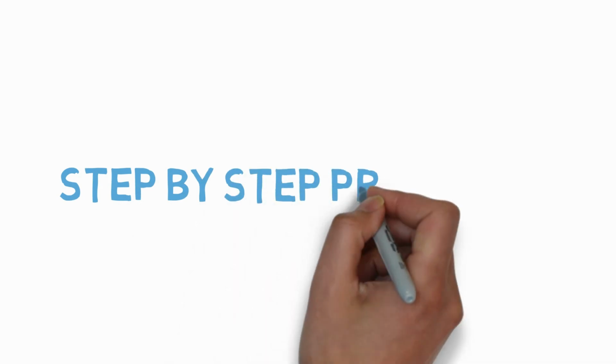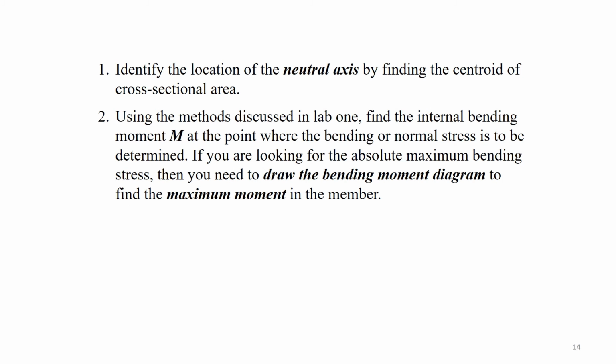Now we are going to look at the procedure to solve the problems. Step 1. Identify the location of the neutral axis by finding the centroid of the cross-sectional area. Step 2. Using the methods discussed in Lab 1, find the internal bending moment, M, at the point where the bending or normal stress is to be determined. If you are looking for the absolute maximum bending stress, then you need to draw the bending moment diagram to find the maximum moment in the member.